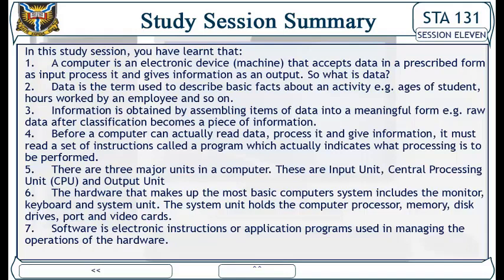5. There are three major units in a computer. These are input unit, central processing unit CPU, and output unit. 6. The hardware that makes up the most basic computer system includes the monitor, keyboard, and system unit. The system unit holds the computer processor, memory, disk drives, port, and video cards. 7. Software is electronic instructions or application programs used in managing the operations of the hardware.